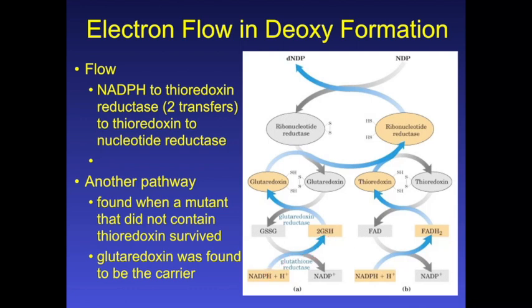Glutathione will go to glutaredoxin, and then it can reduce. Okay. Normally, we go through thioredoxin, and that's the normal pathway, although this is a very important reaction. Very rarely do we have a backup, and here's the backup. When another pathway was found when a mutant didn't contain the thioredoxin, glutaredoxin was found to be the carrier. And so there's an alternative pathway for this to create the deoxys.